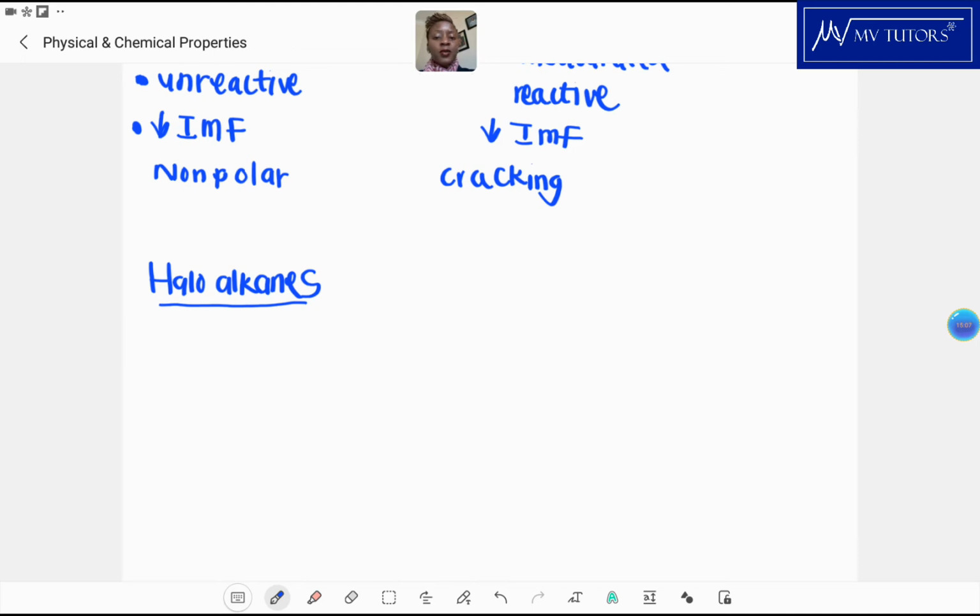With the haloalkanes, you have an alkane, but instead of a hydrogen atom, you replace it with a halogen. Remember, your halogens are chlorine, bromine, iodine, fluorine. So you've replaced one of your hydrogen atoms with a halogen and you get a haloalkane. With them as well, guys, remember, they have lower intermolecular forces. They have weak forces between them.